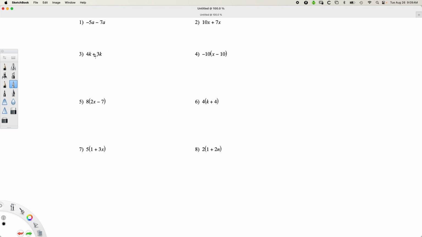Our first problem is asking us what's minus 5a minus another 7a. So that would just be equal to minus 5 minus 7, which would be negative 12. And if they're a and a, it would just be minus 5a minus 7a would be minus 12a.